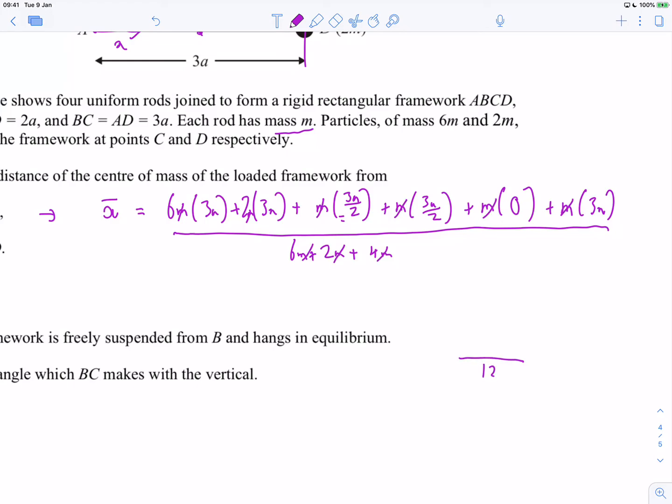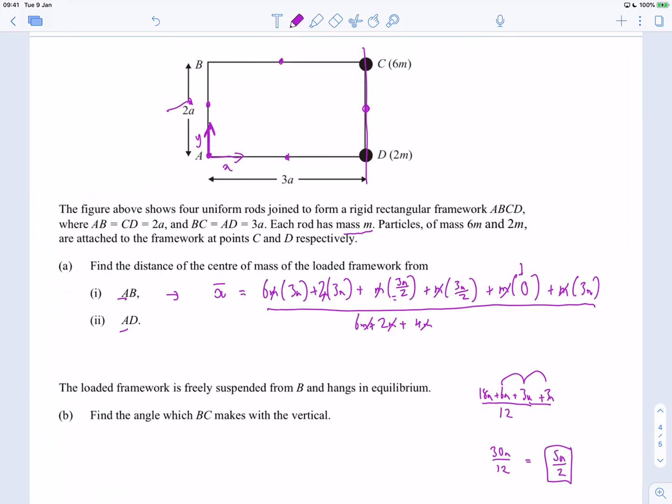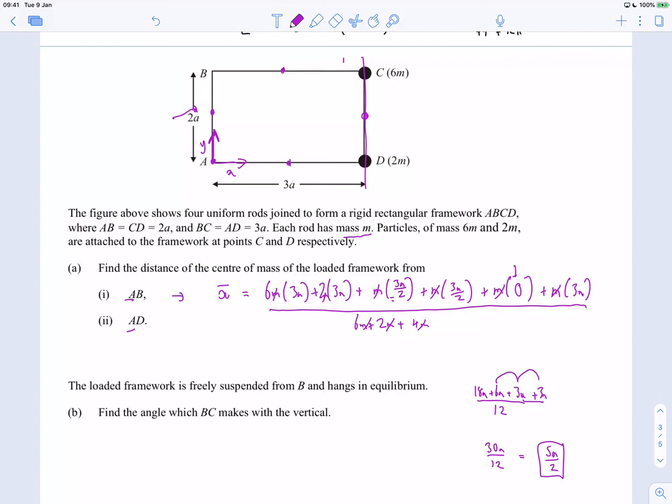So I'm going to have on the bottom over 12, 6 times 3a is 18a, 2 times 3a is plus another 6a, and then I've got a 3a over 2, I've got another 3a over 2, so that's just going to become a 3a. I've got a nothing here, and then I've got another 3a. So actually I've got 6 plus 3 plus 3, so that's 12 plus 18, I believe that's 30a over 12. Divide by 6 top and bottom to have 5a over 2. So 5a over 2 is just under 3a, so it's going to be somewhere on this line here where this distance is 5a over 2.